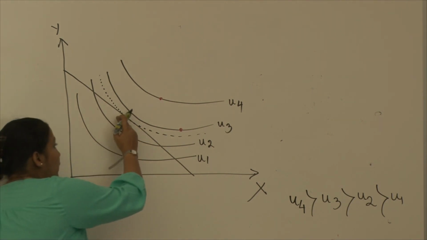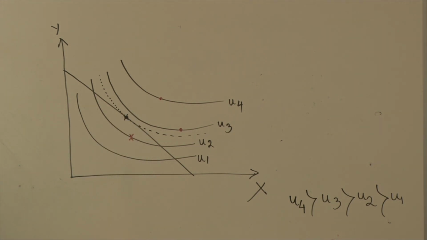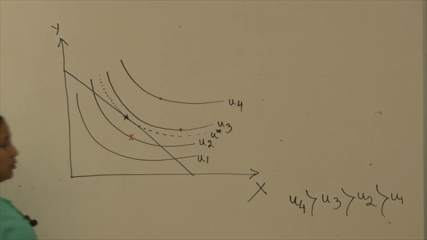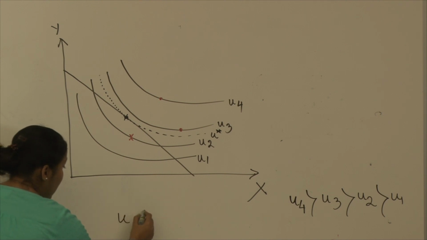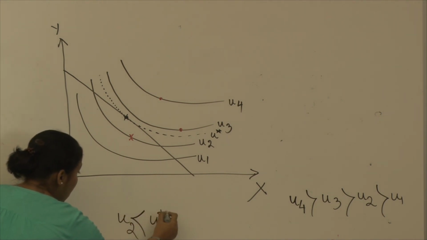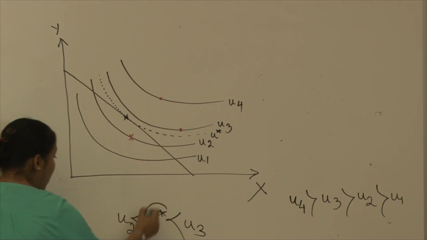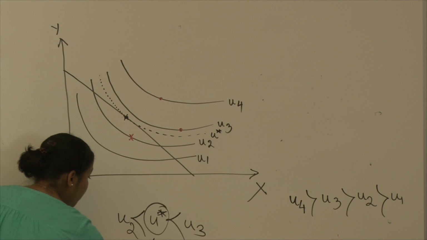Because if you try to take the utility any higher, you will be outside your budget line, and if you try to take the utility any lower, then you will be making some savings. So, the best case scenario for you is this indifference curve U star, which gives you higher utility than U2, but less utility than U3. So, U2 is less preferred than U star, and U star is less preferred than U3, but it is still the best one, or the optimum one, for you.